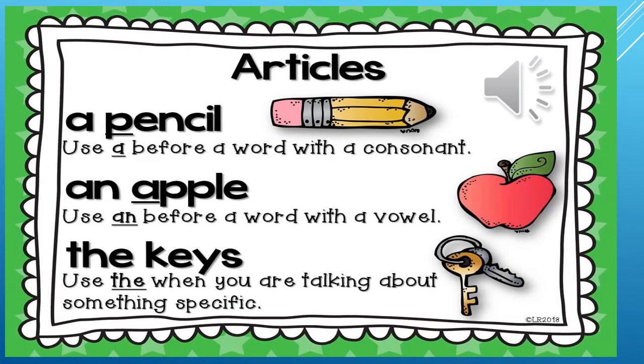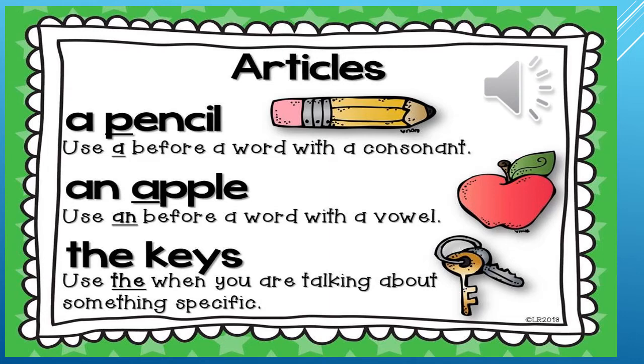If the first letter is a vowel, for example, an apple, we use an before a word with a vowel. Again, look at the first letter. An apple, an egg, an igloo. Anytime we see the vowel, that's when we must use an. Later in grade 1 and grade 2, you will learn an extra one, so don't worry about this for now, but it's very helpful to know.